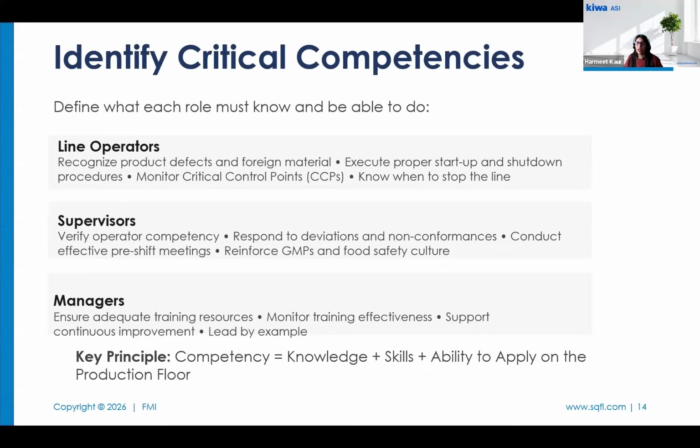So again, it starts from our senior management, but at each level, whether it's a line operator, floor level, a supervisor, or a manager, you should be able to figure out what that competency means, what it looks like, and we need to design our in-house training to make sure it fits at each level.